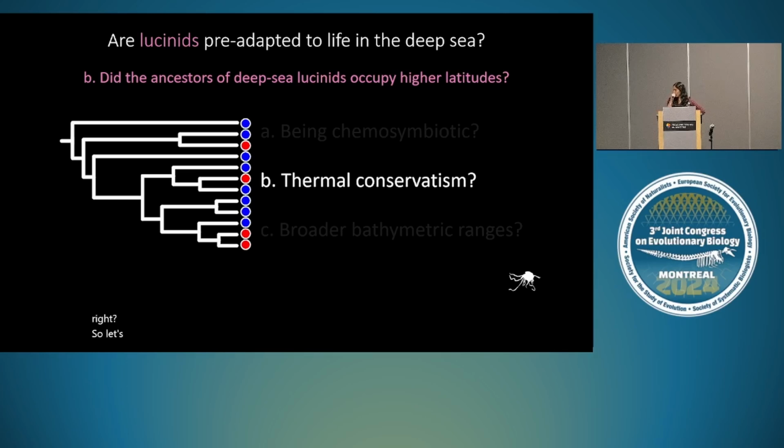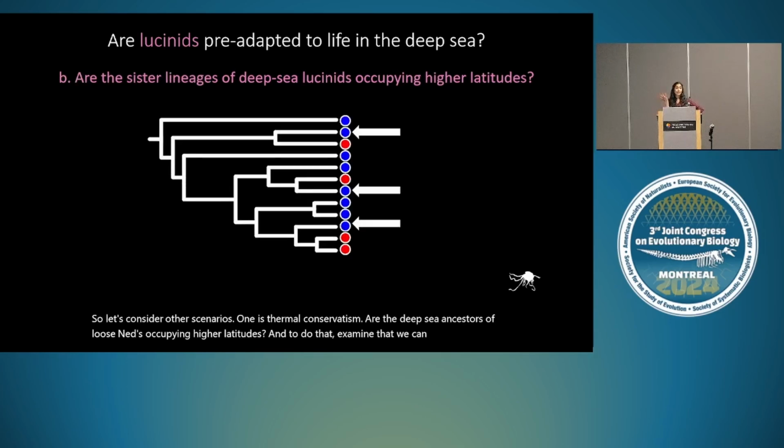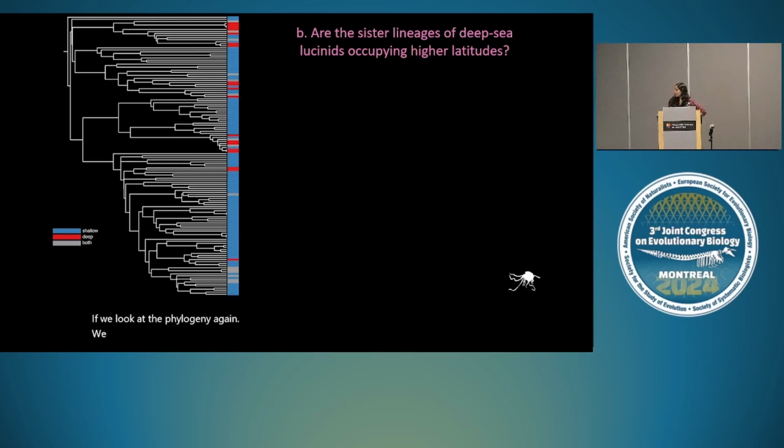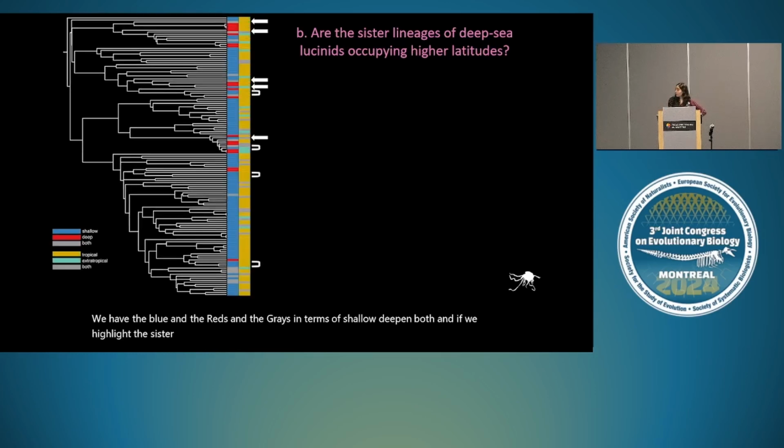So let's consider other scenarios. One is thermal conservatism. Are the deep sea ancestors of lucinids occupying higher latitudes? To examine that, we can look at whether the present-day sister lineages are occupying higher latitudes. If we look at the phylogeny again, we have the blues and the reds and the grays for shallow, deep, and both. And if we highlight the sister taxa and then throw on their biogeographic ranges, sorry, I didn't realize this was going to be so small for you to see, where yellow is tropical, teal is extratropical, and gray again is both.